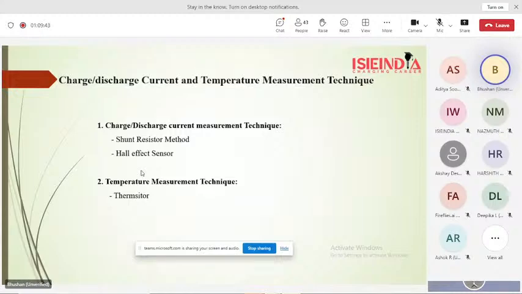For this we also use a resistor, an NTC, a negative temperature coefficient thermistor. With a negative temperature coefficient, resistance is inversely proportional to temperature. If the temperature increases, the resistance decreases. So we use that resistance to measure the temperature.